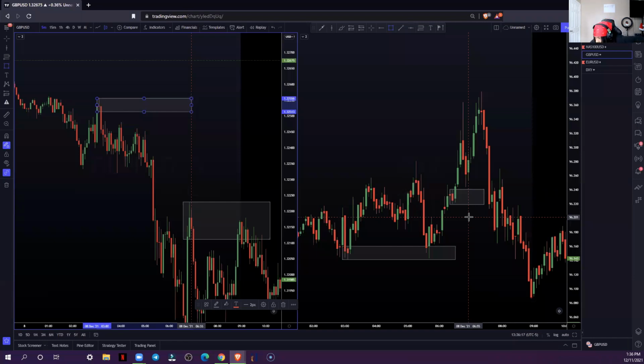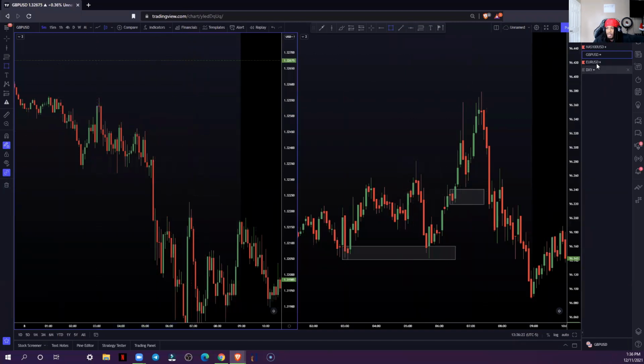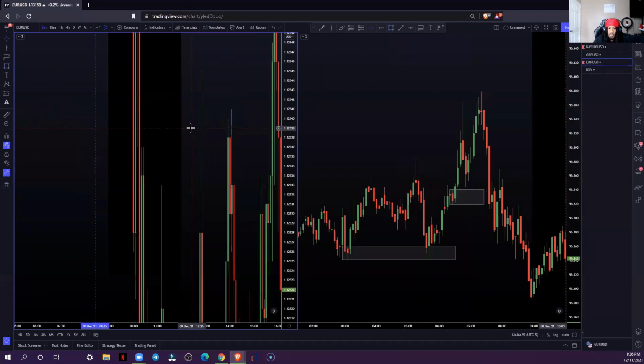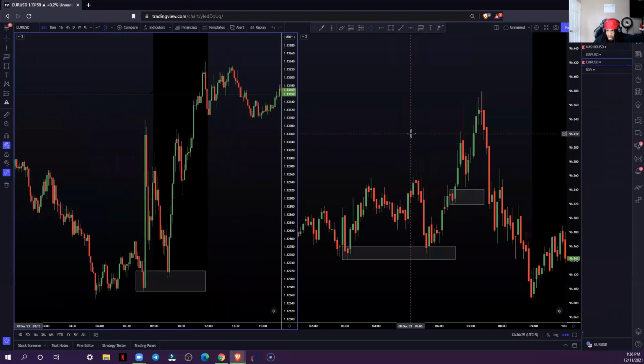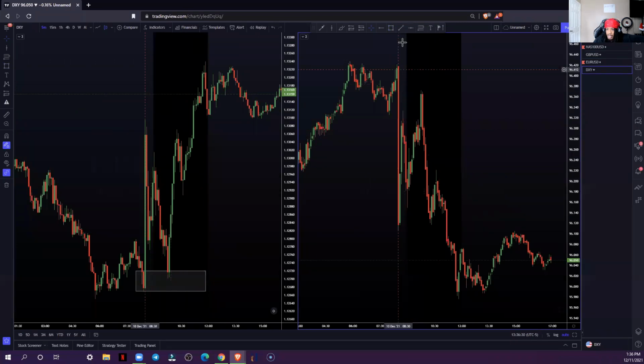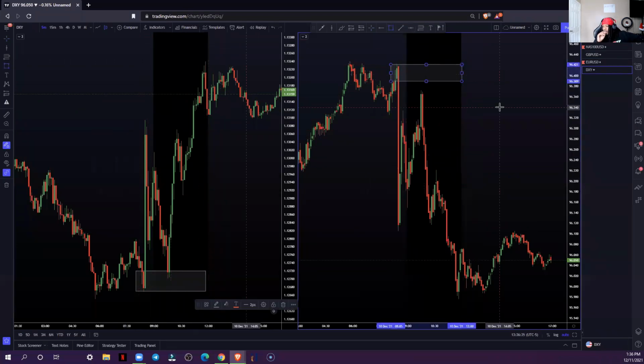So USD to match with the DXY? No. Some days it's not gonna. Let me go back to Euro USD. Some days it's not gonna reach it. So this was Euro USD yesterday that we took. Let's go back. This was the high probability supply. I'm only saying to pay attention to the DXY if entries are lining up at the same time. That's what I'm saying.